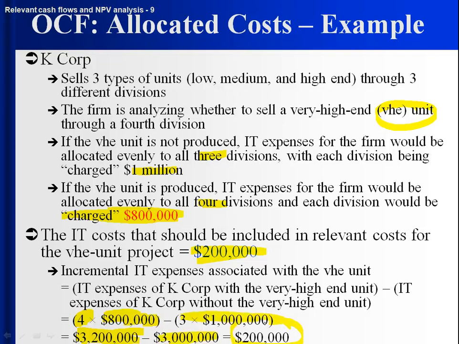So the decision to pursue this project, going and adding a fourth division, selling out this new unit, would increase IT costs from $3 million to $3.2 million. So it adds $200,000 in costs, and that's what gets included. Doesn't matter that they're allocated or charged $800,000. What matters is the total with minus the total without.